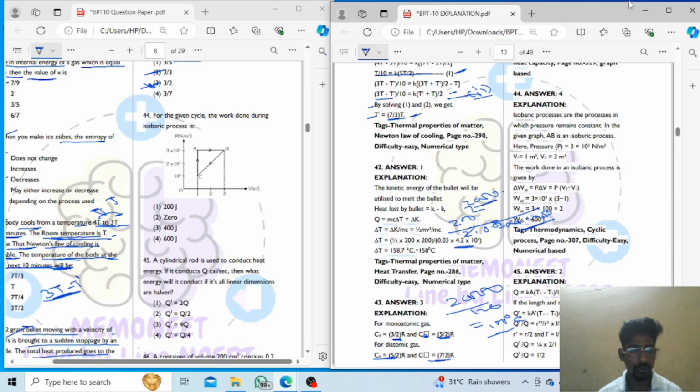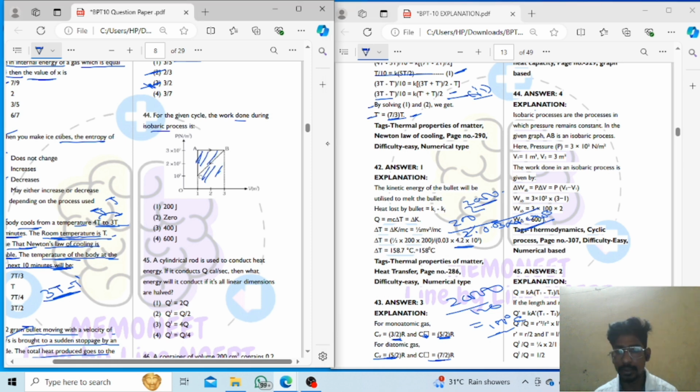Question number 40. Given a cyclic process, find the work done during the isobaric process. The work done should be calculated as the area under the curve. This is the curve. The pressure is given as 3 into 10 to the power 2, and this is 2 into 10 to the power 2. V1 is 1 and V2 is 3. So we have to calculate the area under the curve.